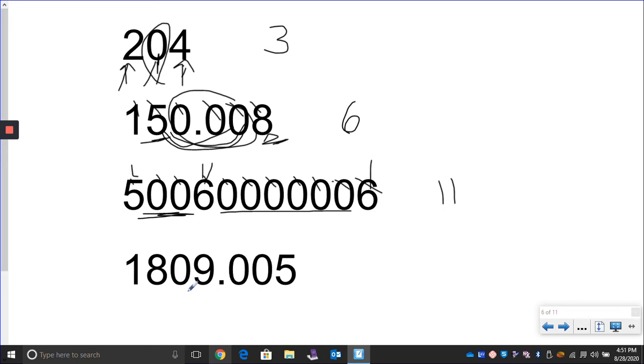Here we have some sandwiches down below. We have a zero that's sandwiched between my 8 and my 9, so we count that zero. We have 2 zeros here between my 5 and my 9, so we count those zeros. So all of these numbers are going to count. 1, 2, 3, 4, 5, 6, 7. 7 significant figures.